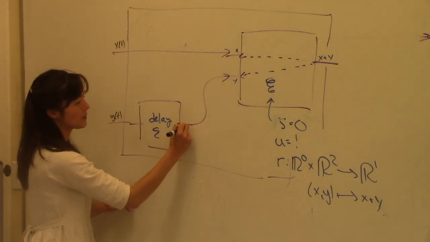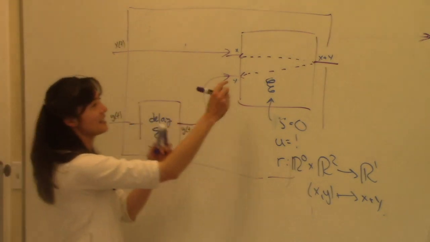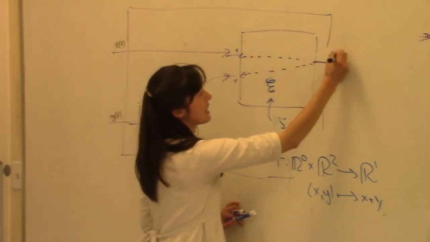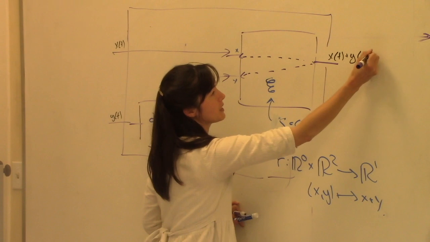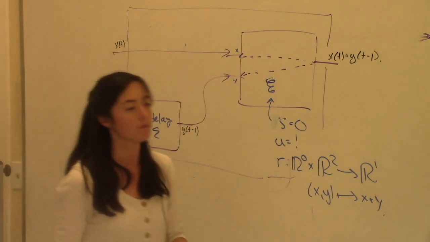It delays it by 1. So I get y of t minus 1 coming out here. And then this guy adds it together. So we get x of t plus y of t minus 1. So you can think about that should be what happens to this machine.